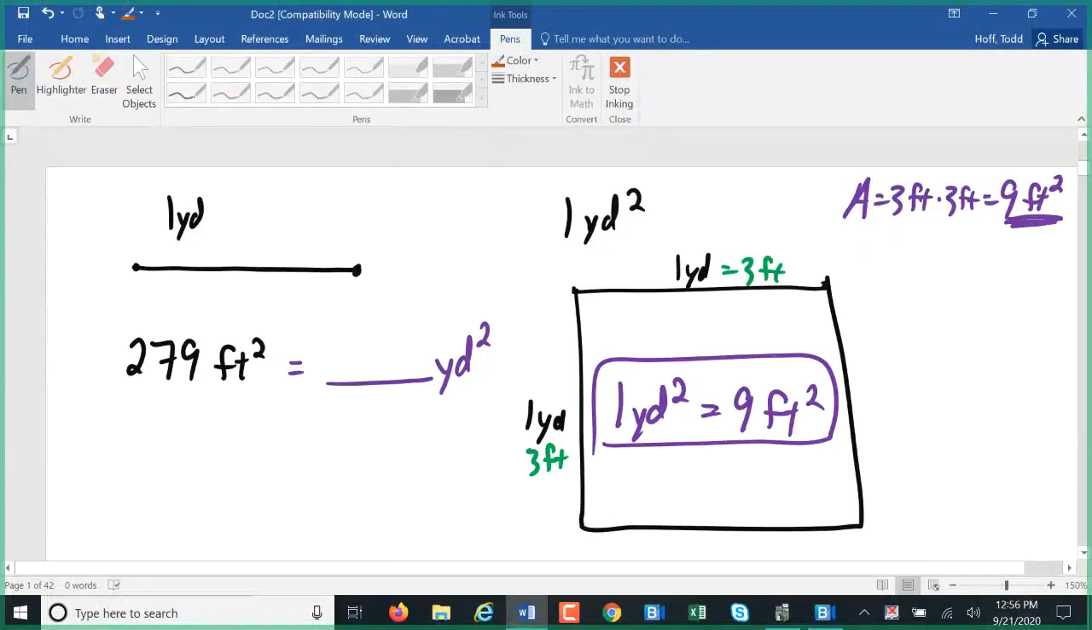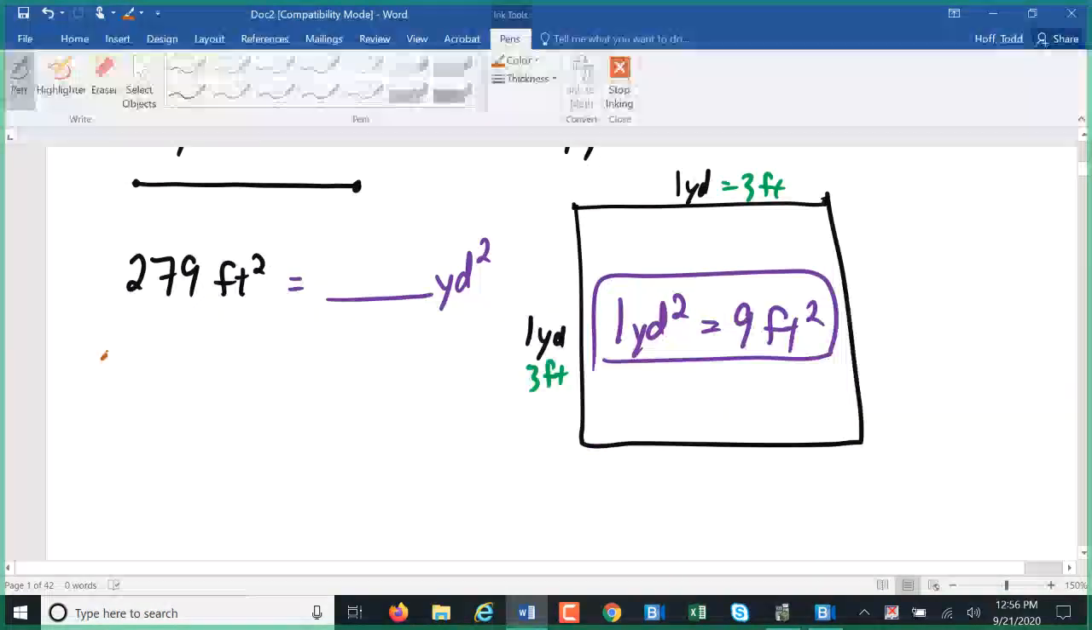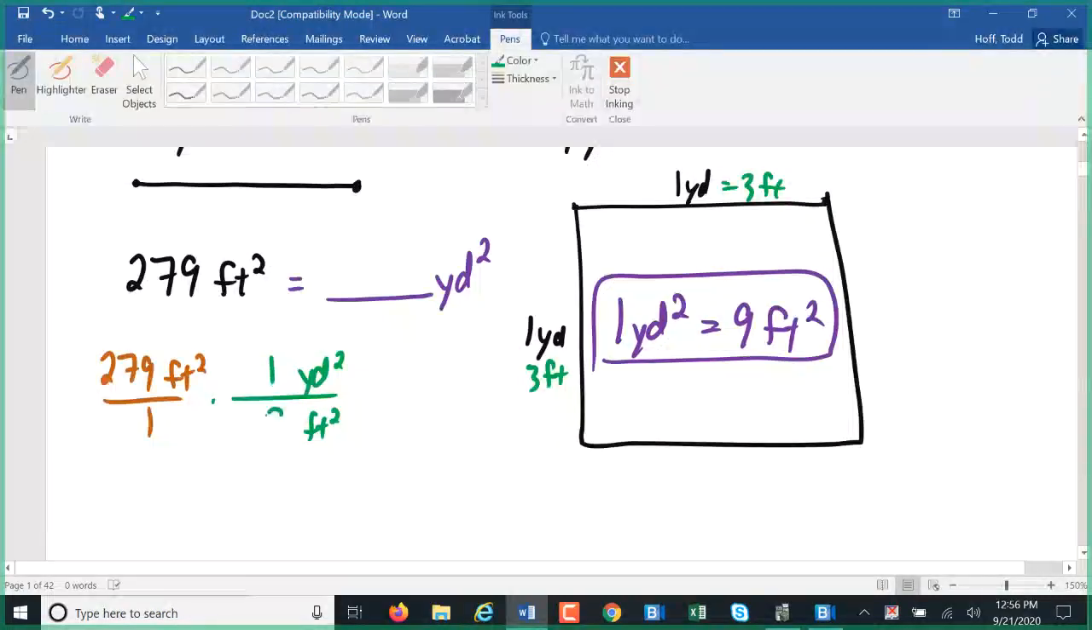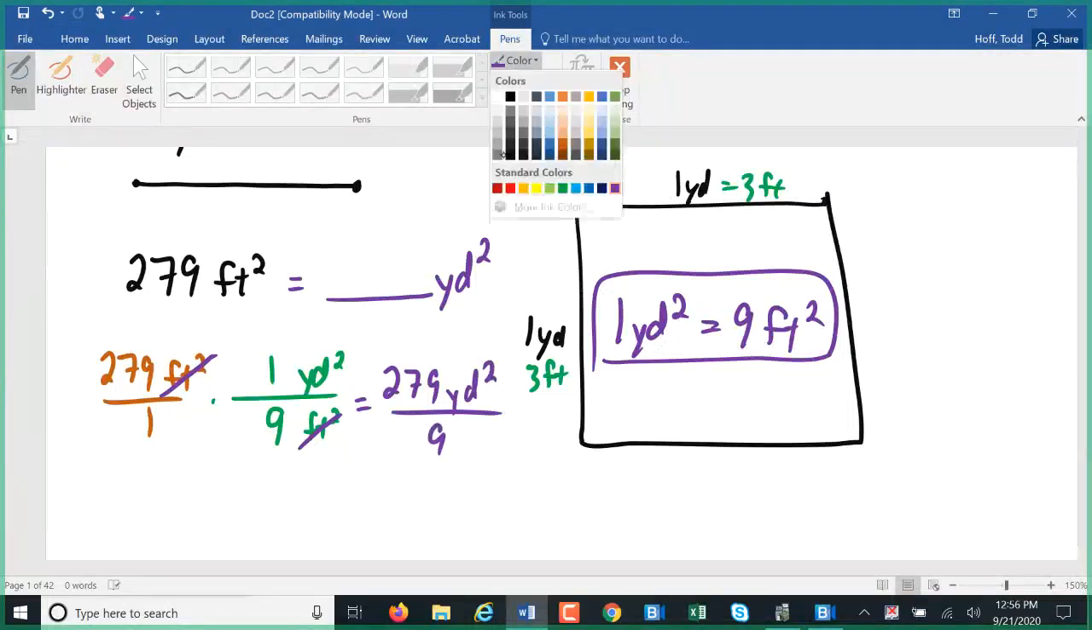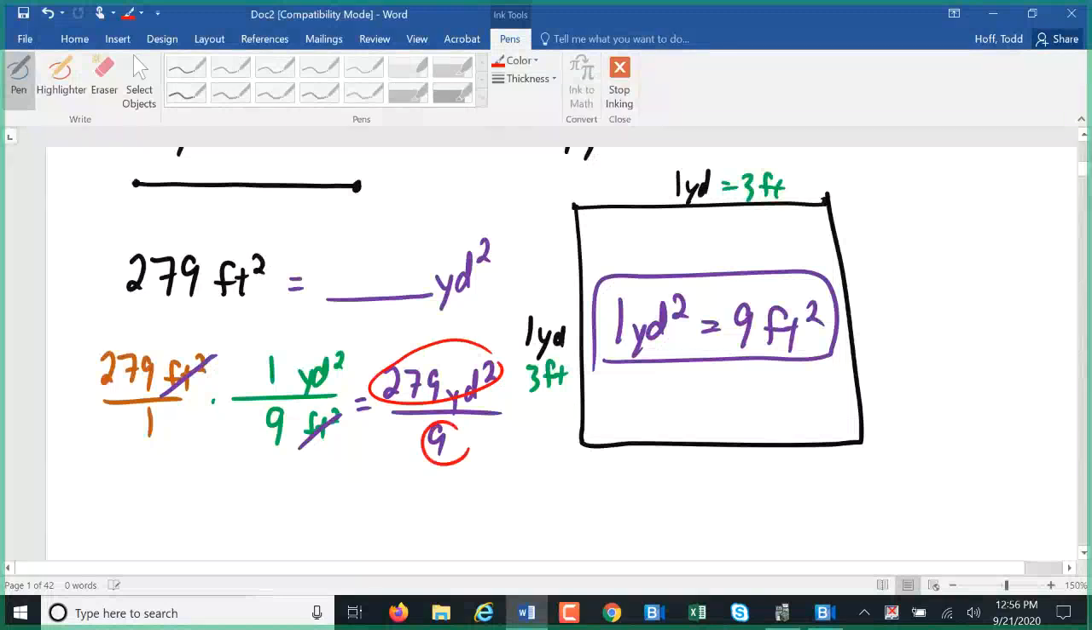So to convert that to square yards, we're going to do the 279 feet squared, put it over 1 to make it a fraction. Square feet will go on bottom, so they'll cancel out. So square yards on top. 1 square yard equals 9 square feet. So the square feet cancel out. 279 times 1 square yard is 279 square yards. 1 times 9 is 9. And now we divide it out. 279 square yards divided by 9 is 31 square yards.